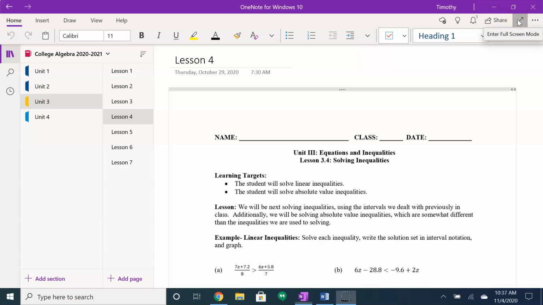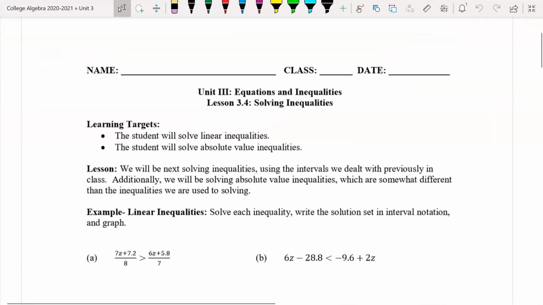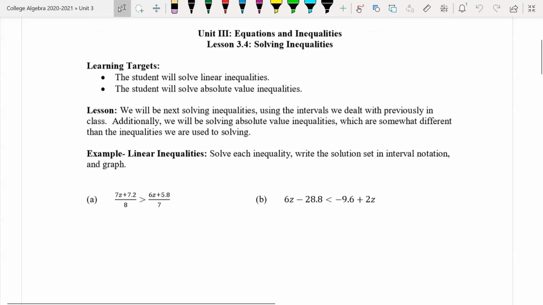Hi everybody, so today we're going to talk about solving inequalities. The big thing with inequalities is you have to graph them, and you have to write them in interval notation after you solve them. We've done a little bit of interval notation before, but it's a nice review.